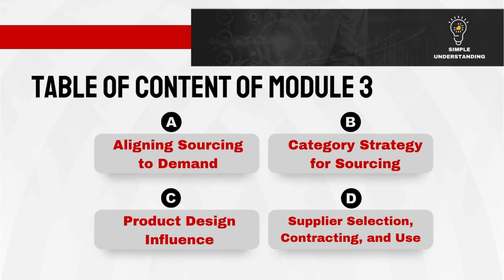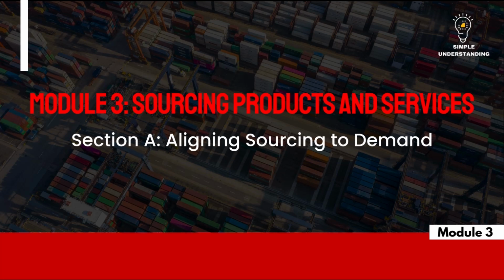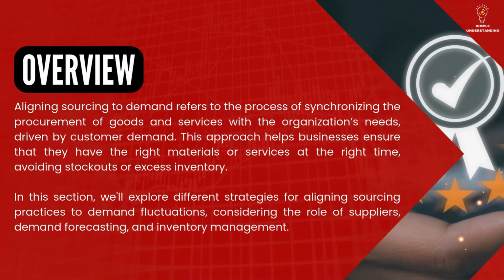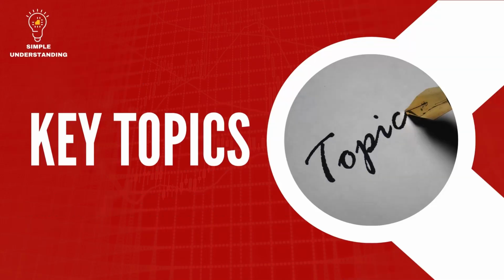Let's begin with Section A. Aligning Sourcing to Demand. Overview. Aligning sourcing to demand refers to the process of synchronizing the procurement of goods and services with the organization's needs, driven by customer demand. This approach helps businesses ensure that they have the right materials or services at the right time, avoiding stockouts or excess inventory. In this section, we'll explore different strategies for aligning sourcing practices to demand fluctuations, considering the role of suppliers, demand forecasting, and inventory management.